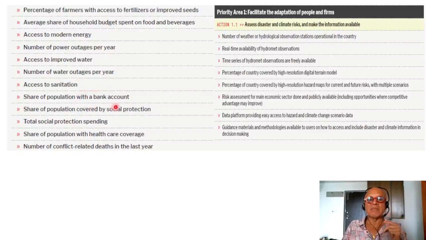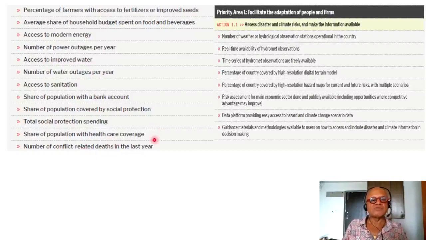Share of population with a bank account is a good indicator of tracking poverty and moving people above the poverty line, and making sure that the social protection and welfare and help, subsidies, etc., that the government wants to give can actually reach the people through their bank accounts. Share of population covered by social protection has to be very high for justice and equity in helping with adaptation. Total social protection spending as a percentage of GDP shows how well the government is planning to help people and firms, preparing them for adaptation.